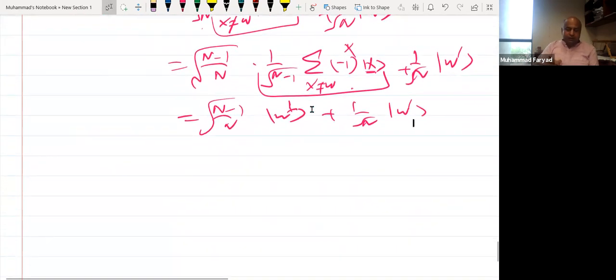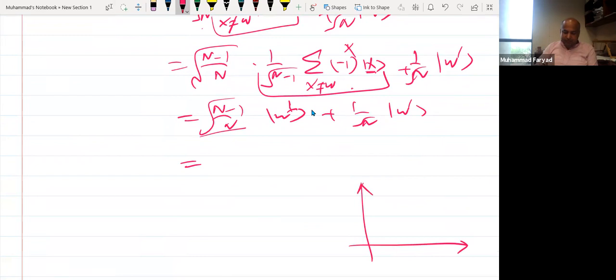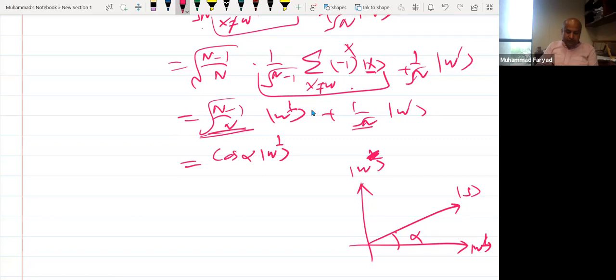Now we can again picture it in the same way. Let's say this is some angle, if I think of this s state as a state in this plane, where this side is w prime and this side is w perpendicular. So this has some angle. So let's actually make this perpendicular and this prime. So there is, let's say, an angle alpha here. So I can call this cosine alpha, and I can call this sine alpha, like this.